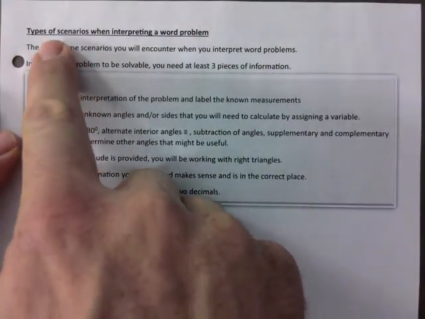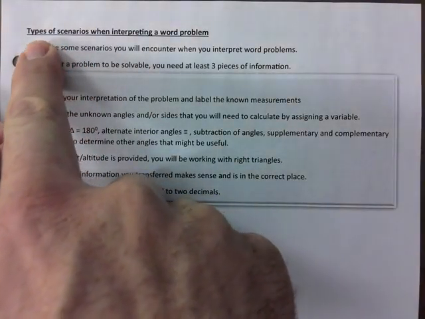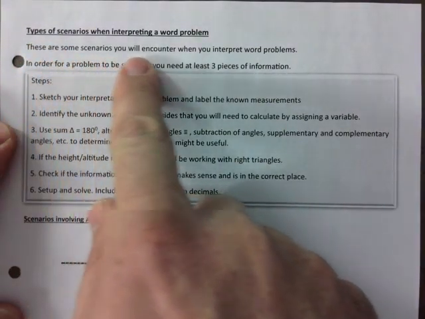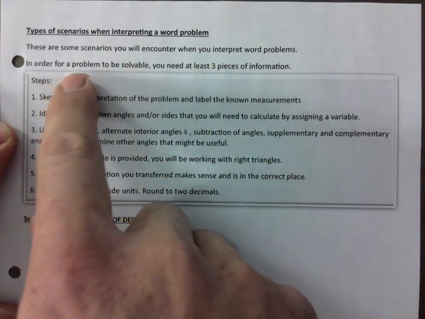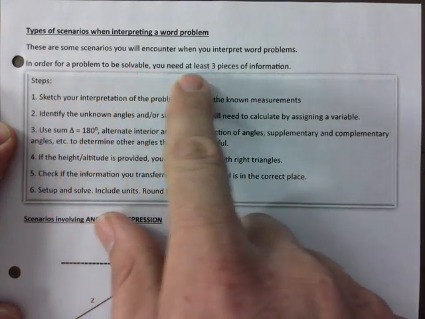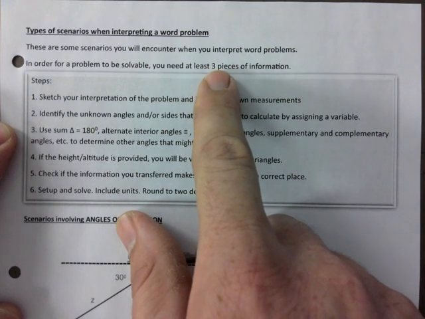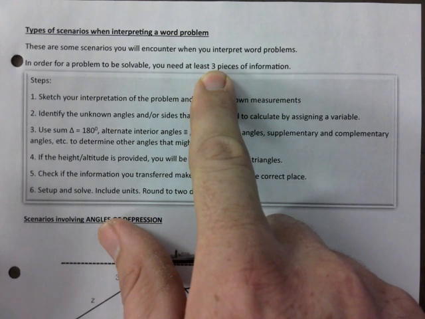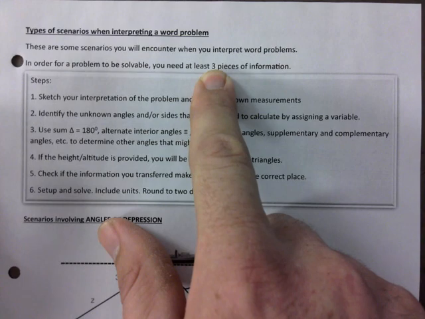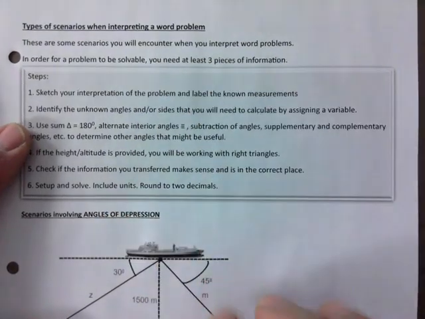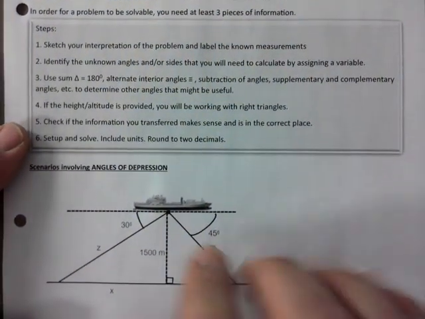Unfortunately, this is not in your booklet, but you can staple it to the back if you want. There are some scenarios you will encounter. In order for a problem to be solvable, you need at least 3 pieces of information. There's one exception here. If you have 3 angles in a triangle, you cannot solve that triangle. AAA, right? You cannot solve. You can solve SSS, but the triple, like 3 A's, cannot be solved. Just so you know, you need at least one side.